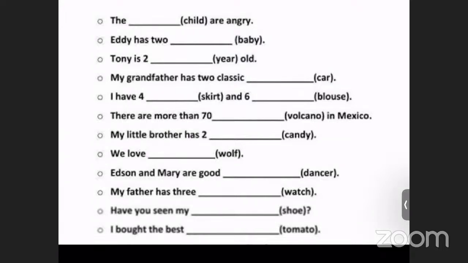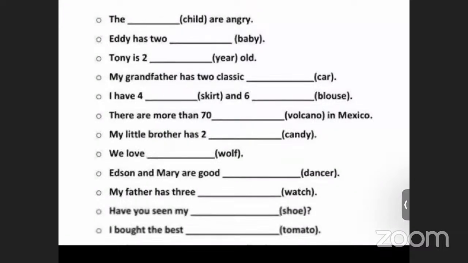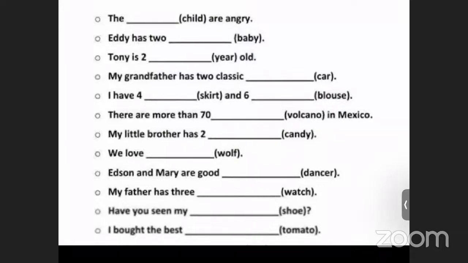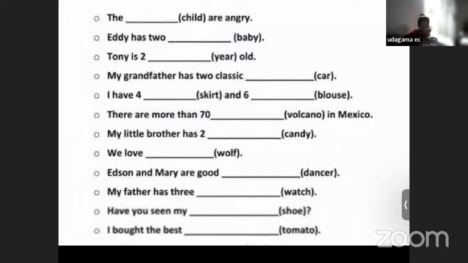Children, children. Child becomes children. Thank you. The second one: Eddie has 2 dash. Eddie has 2 babies. Babies. Wonderful. The next question: Tony is 2 blank old. Tony is 2 years old.